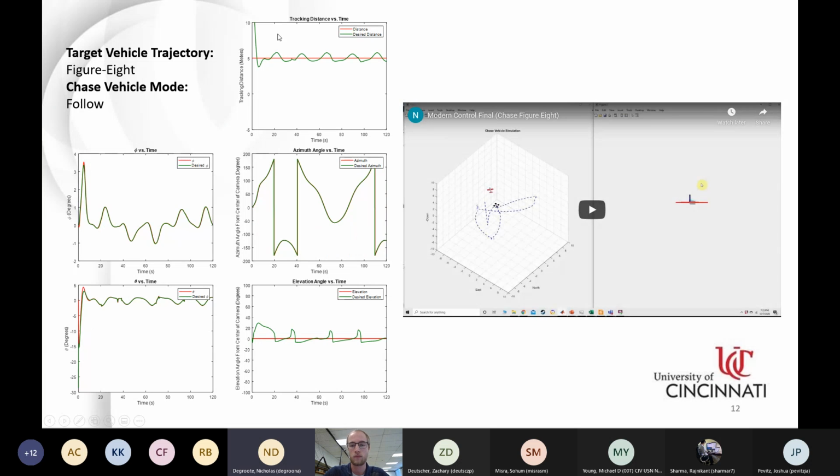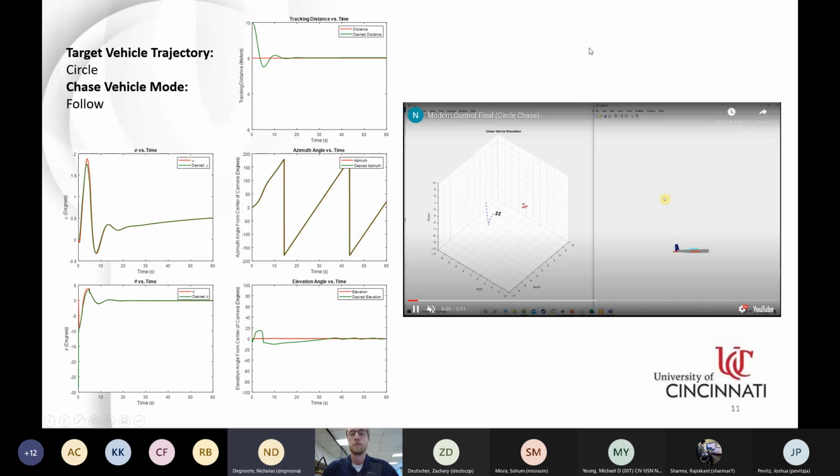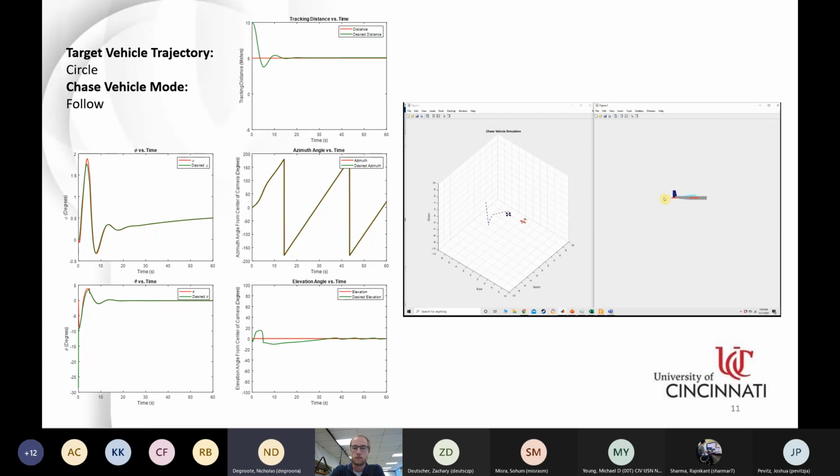And the next one, oh, I missed one. Okay, so this one we are trying to track a circular trajectory. The chase vehicle is flying in a circle, and we're trying to maintain that 5 meters of distance at all times.